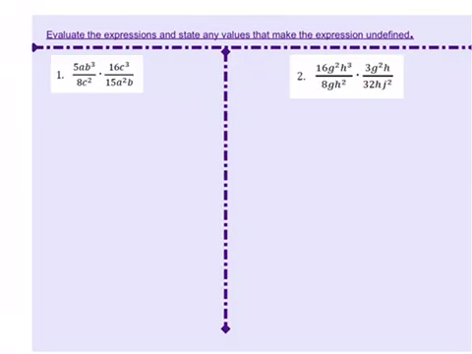So let's go ahead and look at example number 1 right here. 5ab to the third divided by 8c squared times 16c to the third divided by 15a squared b. So there's a lot going on right here, but we're just going to follow our steps. We're going to multiply straight across on the top and multiply straight across on the bottom. So if I do that, I do 5 times 16, which is going to give me 80.